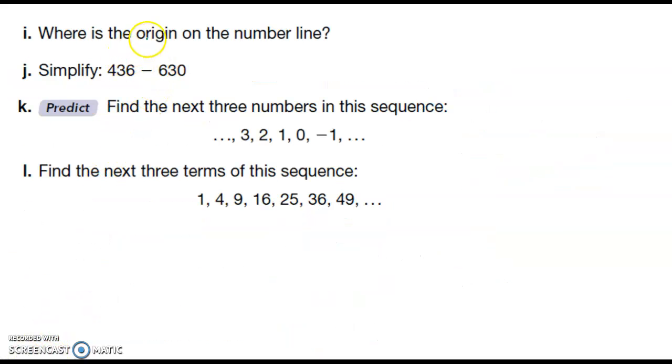All right, I, where is the origin on a number line? It's at 0. That's where you start everything, at 0. And you saw me do that on the other page. So you always start at the origin.